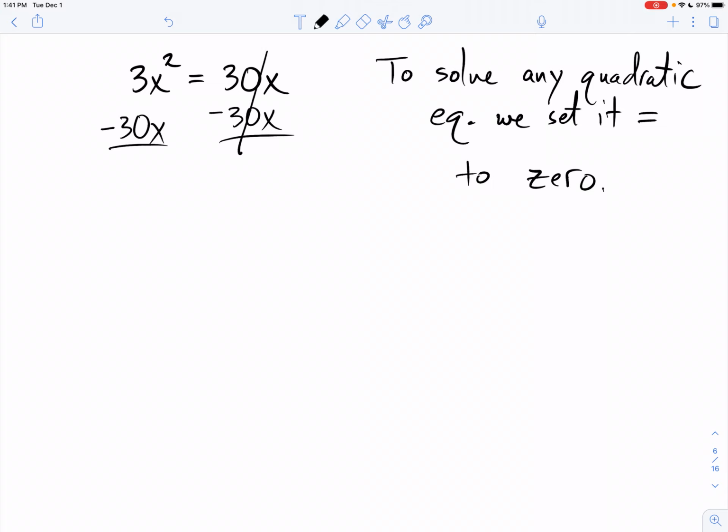Bam, that guy's not there anymore. What's over there? There's nothing. And then let's call it 0. Over here I got 3x squared minus 30x. What's it equal? 0. Do you see the GCF?